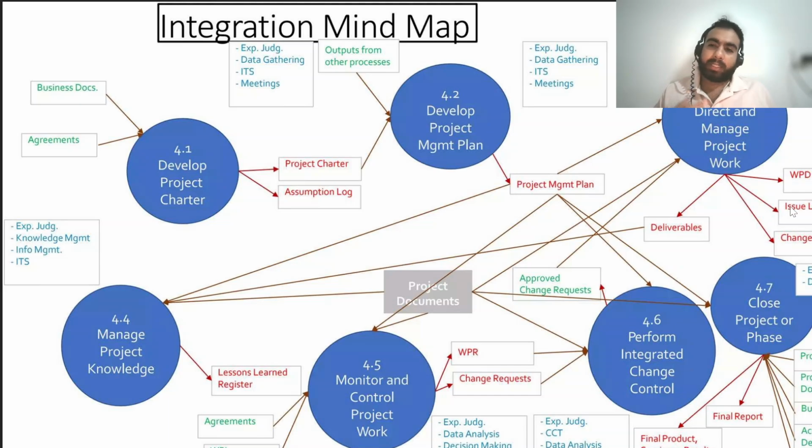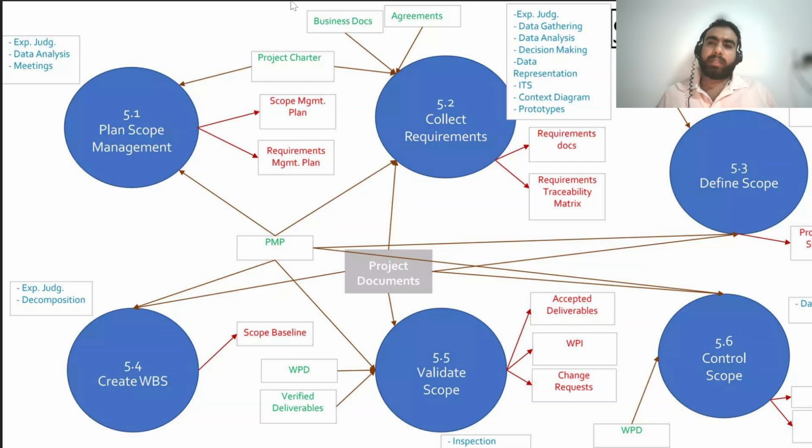We will direct and manage the project work. All the project work that is happening, we have to manage it: project work, deliverables, checking the deliverables, checking if there are any issue logs or change requests. We will handle all these things. Additionally, we are also going to manage the project knowledge. We will monitor and control the work and perform integrated change control requests if there are any. Finally, the last phase is closing. We will close the phase.